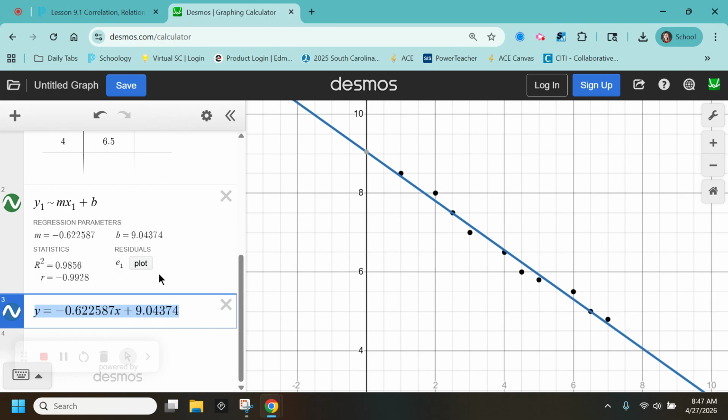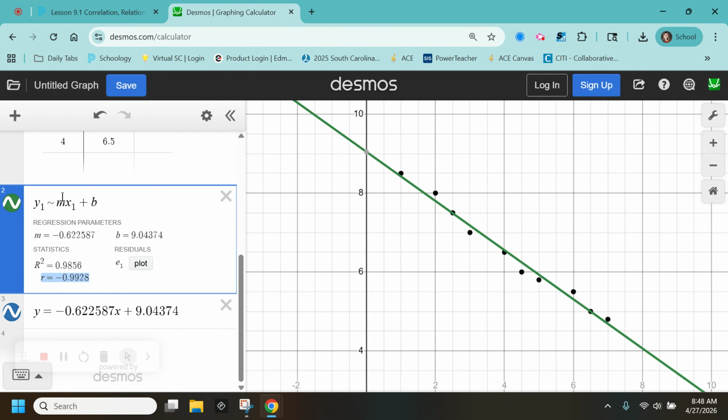Okay. This screen also gives you your correlation coefficient, and that's this R value here. So our correlation coefficient is negative 0.99. That's just about as close to -1 or 1 as you're going to get. So that indicates a very strong correlation. And since our line is going down, it's a negative correlation. So we have a strong negative correlation.